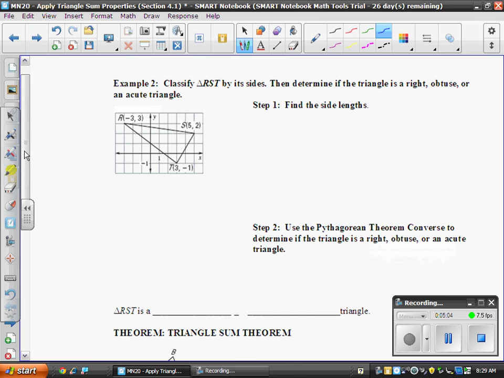Okay, now going on to the back. This is getting a little bit more into the guts of the math. It says in example 2, classify triangle RST by its sides, then determine if the triangle is a right, obtuse, or acute triangle. So the first thing we have to do is find the side lengths.